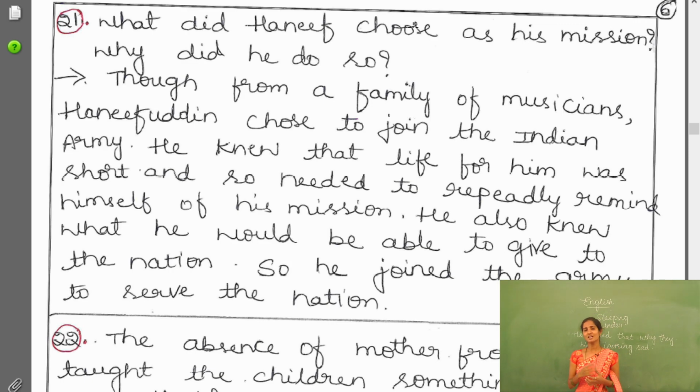Apart from this, he had an urge to do something for the sake of the country. So though he was from a family of musicians, he chose to join the Indian army because he knew that life for him was very short. He kept thinking about what he could do for the nation. Ultimately, he thought that if he joined the army, he could do something for his nation. So he joined the army to serve the nation. He chose his mission to serve in the army. Is that clear?